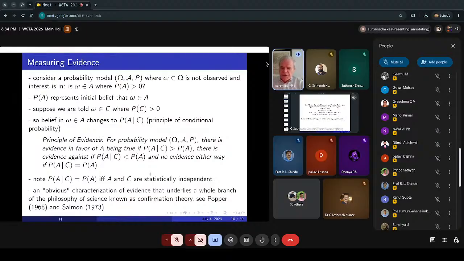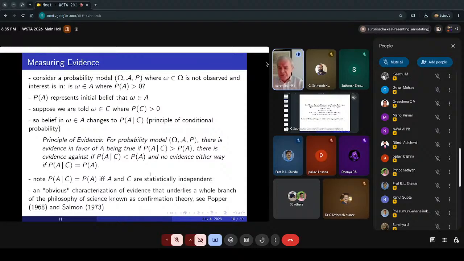If our beliefs decrease, we have evidence against A being true, and we don't have evidence either way if they're equal. Equality occurs if and only if they're statistically independent. So observing that C is true tells us nothing about whether or not A is true.